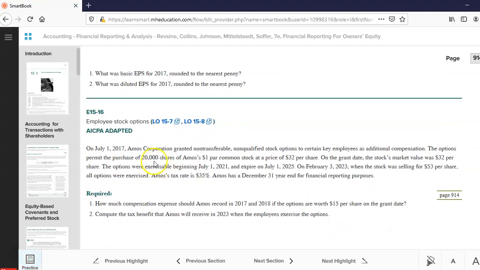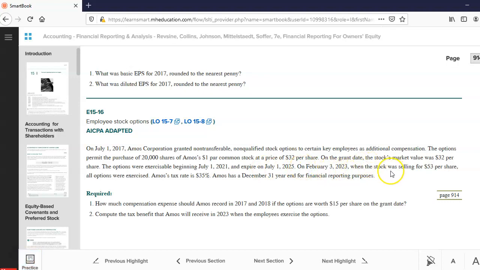And right here, on January 1 of 17, Amos Corp granted non-transferable, non-qualified stock options to certain key employees as additional compensation. The options permit the purchase of 20,000 shares of their $1 par common stock at a price of $32 per share on the grant date. The stock's market value was $32 per share. Options were exercised on July 1 of 21, expired July 1 of 2025.